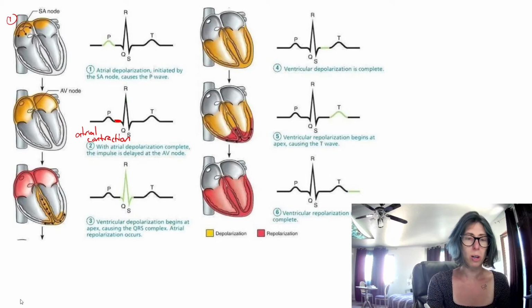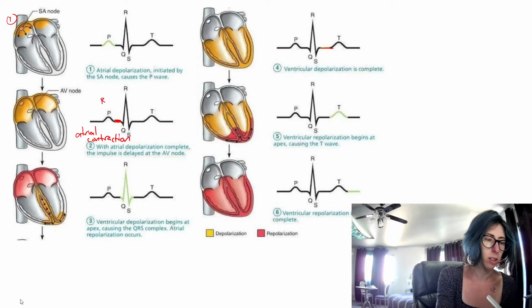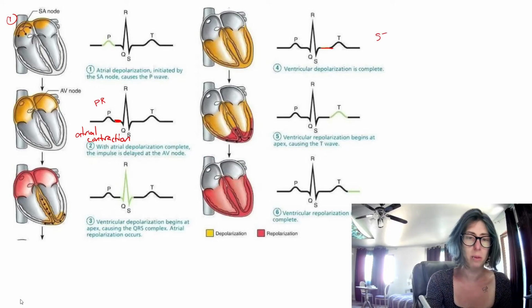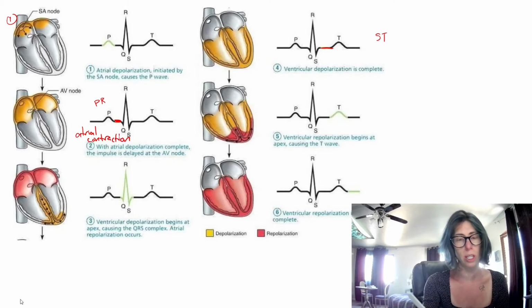In number 4, you have this ST segment. So this is the PR segment, and the ST segment over here. This ST segment is when ventricular depolarization is complete. That's when you start to get contraction.